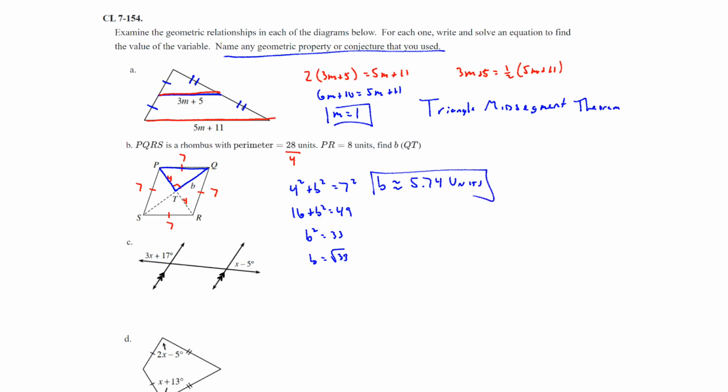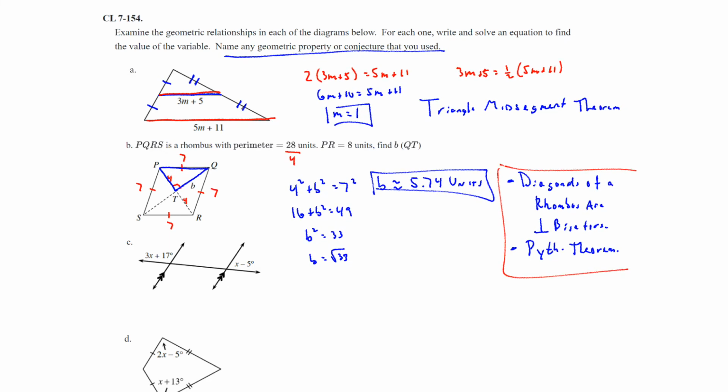units. And so on that one, we used a couple things. We used the diagonals of the rhombus are not just perpendicular, but they're also bisectors, and we also used Pythagorean theorem. All right, and then once again, I added that to why we knew what we knew.